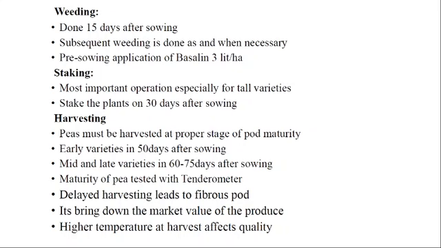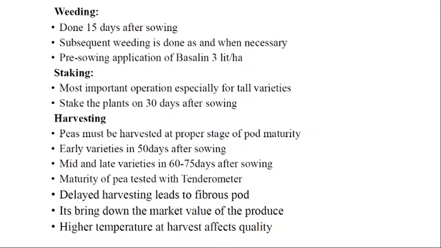And then the early variety, after 50 to 60 days, harvesting takes place. The pods are formed, and peas must be harvested at the proper stage of pod maturity. The early varieties are harvested 50 days after the sowing, and the mid and the late varieties 60 to 75 days after sowing.